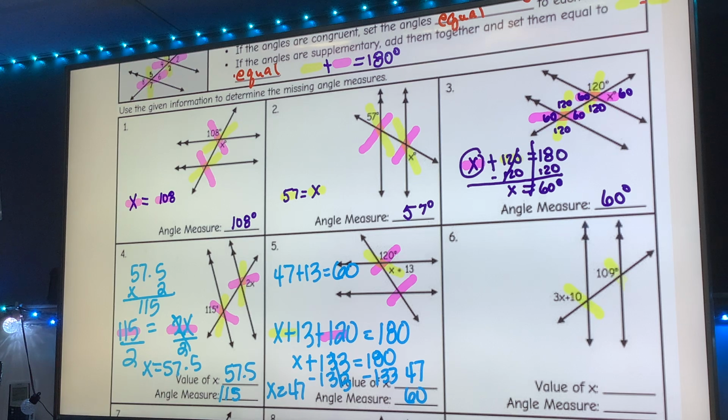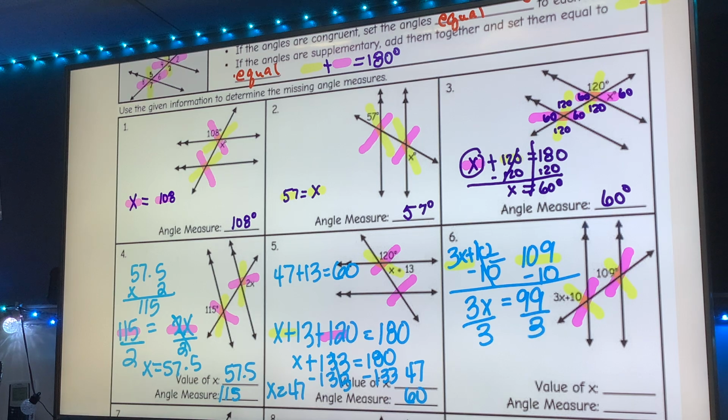So again, we're gonna match our colors. I see that I have 2 yellows, and those should be equal to each other. So one is gonna be 109 and the other is 3x plus 10. I'm gonna subtract 10 from both sides. So then I'm left with 3x equals 99. And of course you have to divide by 3 to get x by itself.